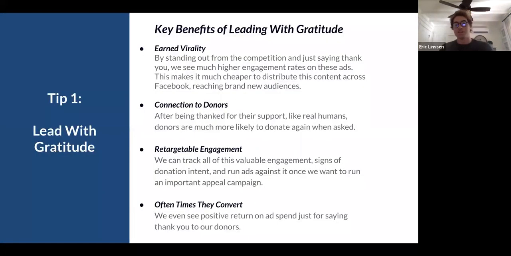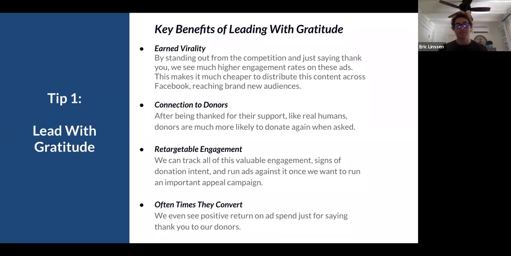And then jumping in just to some tips that we've written out. Earn virality. So again, with that engagement, you have your donors and people who care about you and your cause most liking, engaging with, and sharing your ads and your posts. So that means you get free eyeballs of their friends who are probably also willing to donate seeing the ads, which is always super helpful.